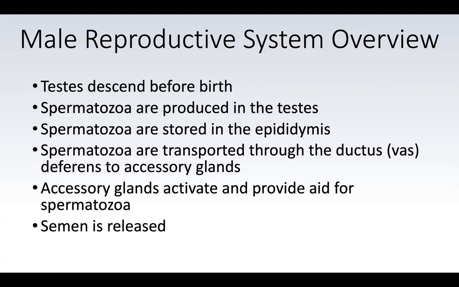Here's an overview of the functions of the male reproductive system, which is a helpful reference slide. It will also tell you the order of events that need to occur in order for semen to be released.